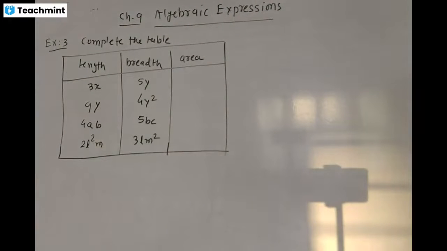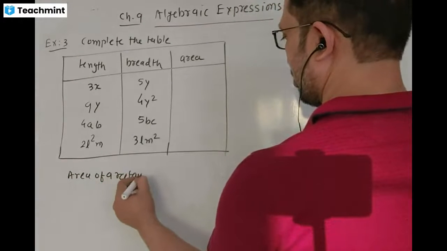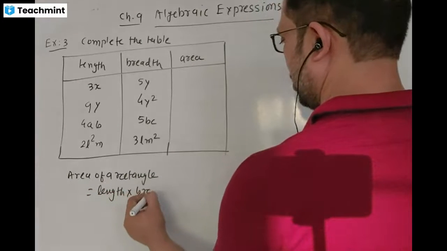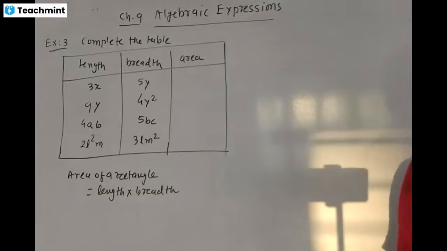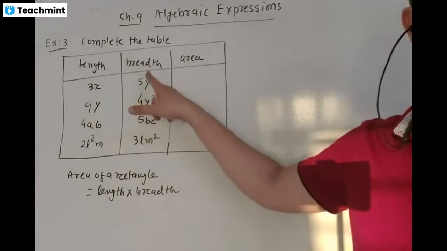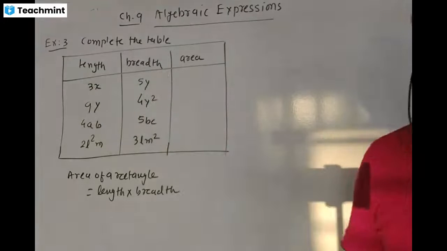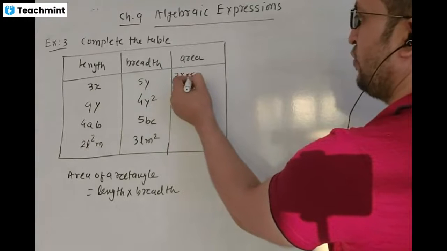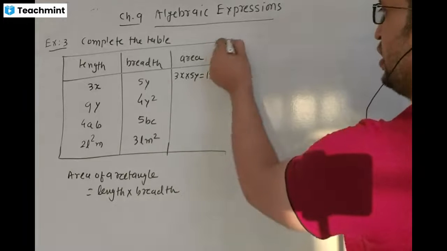Here find the area of the rectangle. Here length and breadth are given. Area of the rectangle formula is equal to length multiply breadth. So area means multiplication of length and breadth. That is a monomial term, that is also a monomial term. So multiplying by monomial means 3x multiply 5y. That is 15xy. Okay, clear?